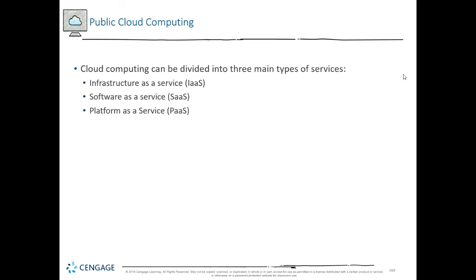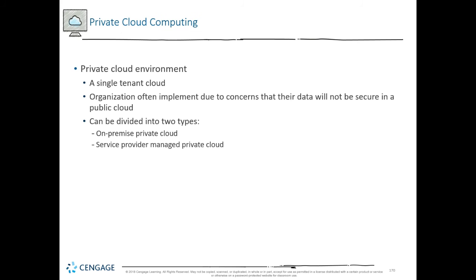Public cloud computing. Cloud computing can be divided into three main areas: infrastructure as a service, IaaS; software as a service, SaaS; and platform as a service, PaaS.